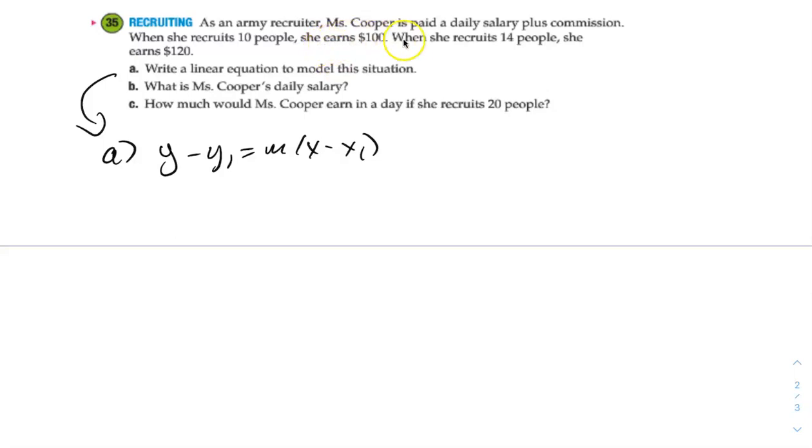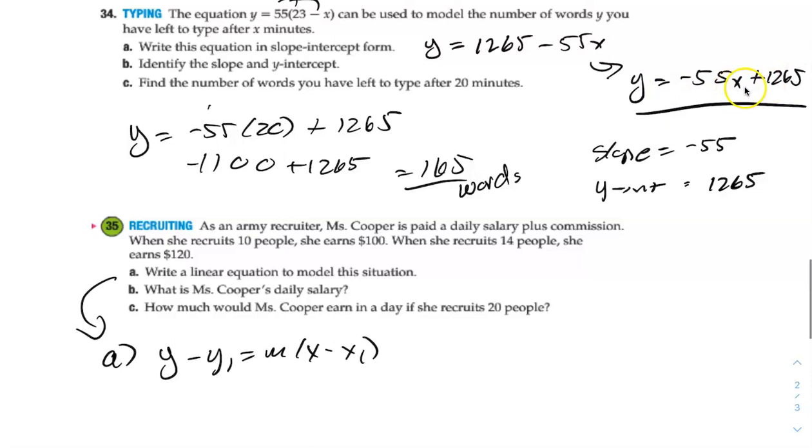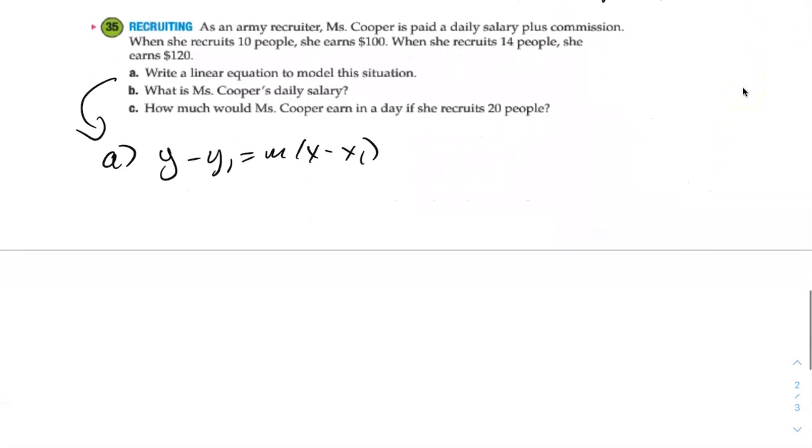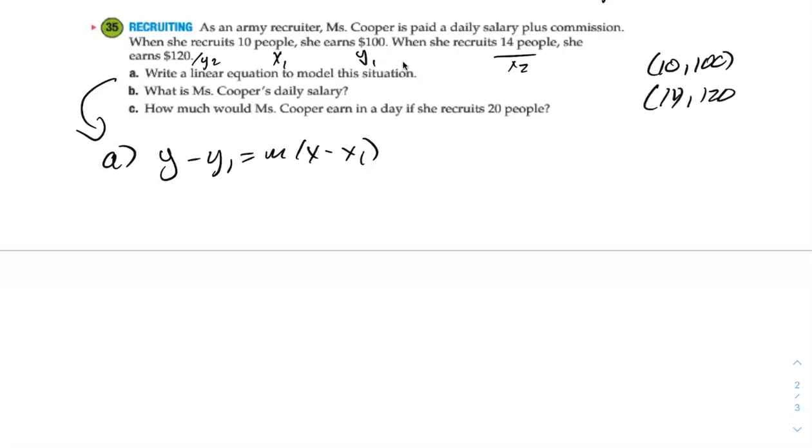Now what's going on here though, they don't give me an initial value. It's not like the last one where they gave me an initial value and they gave me a slope. This time they just give me two relations. So I have people and how much she earns. So let's say people is x and what she earns is y. So this would be like x1, y1 and x2, y2. So I have 2 points. I have 10 and 100 and 14 and 120.